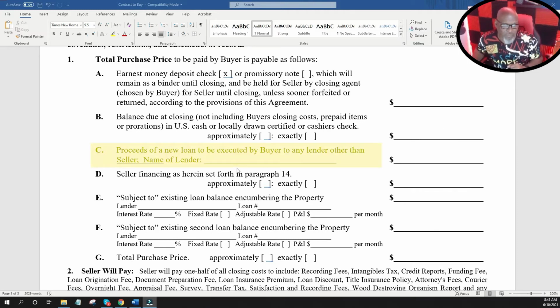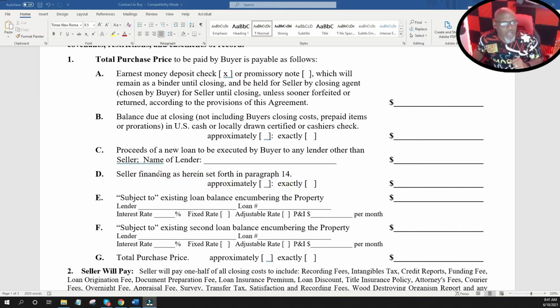Section C. And here is where you deal with if you plan on getting a loan to buy the property. Now, I'm not talking about a hard money loan. We're talking about if you're getting conventional financing and you need to be approved for conventional financing to buy the property. That would go here in Section C. If it's not something that's happening in the deal, you just leave it blank.